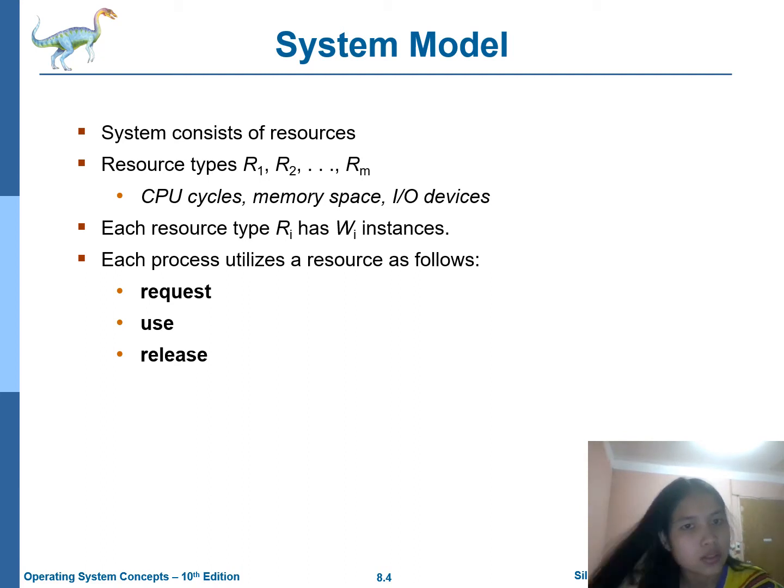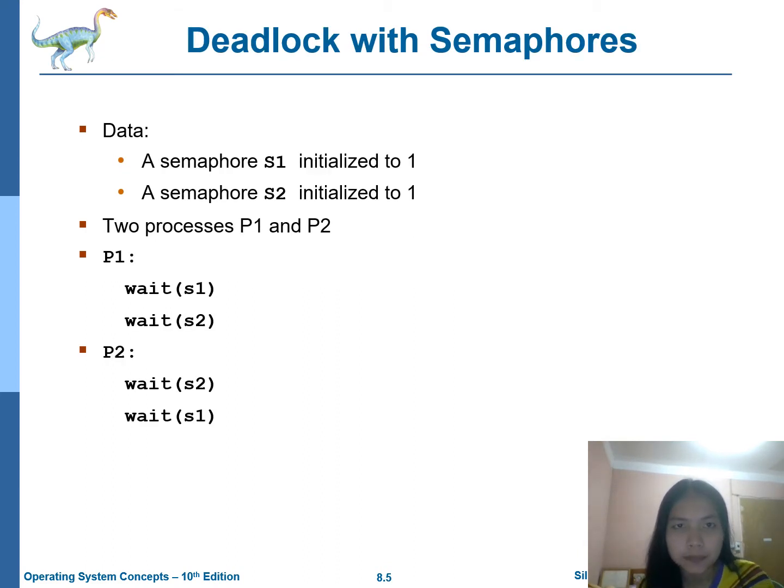System model. The system consists of resource types R1, R2, ..., Rm, such as CPU cycles, memory space, and I/O devices. Each resource type Ri has Wi instances. Each process utilizes a resource as follows: request, use, release.